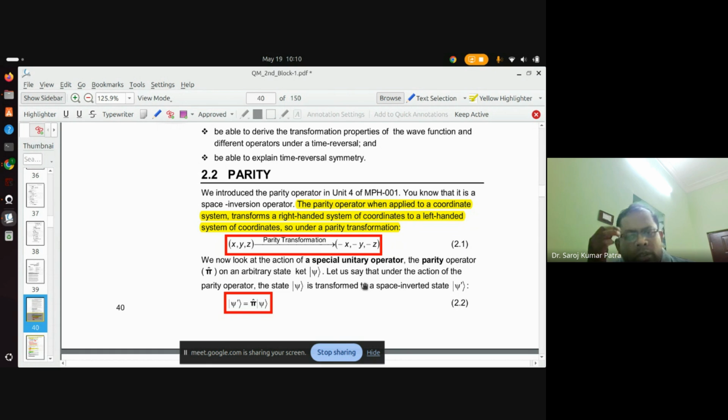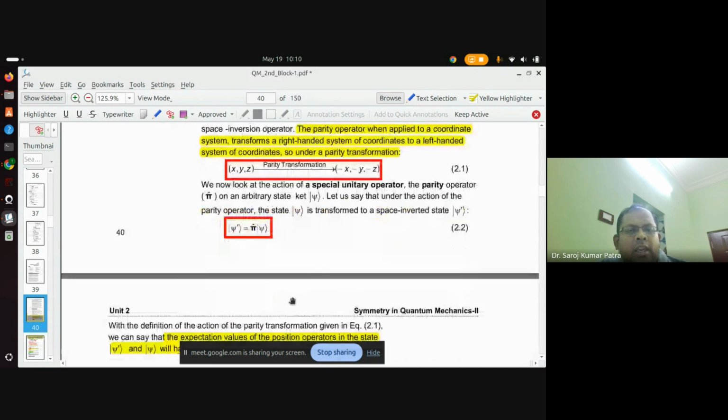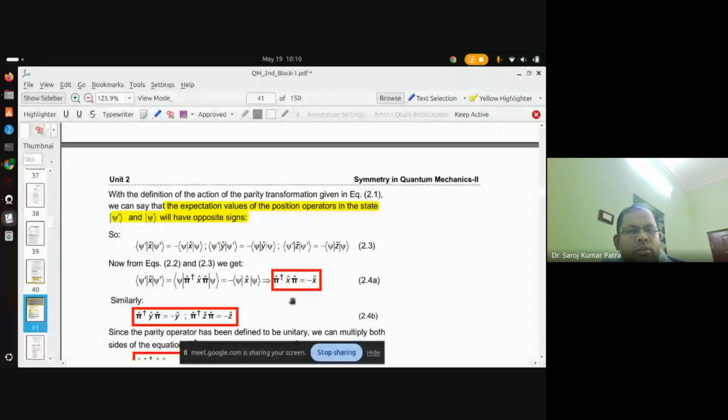It is the operator which takes the system from x, y, z to minus x, minus y, minus z. Okay? So, look at the action of a special unitary operator, the parity operator, which is denoted as pi cap. Pi cap is the parity operator. So, pi cap operating on psi will take it to psi prime. So, psi prime is equal to pi cap psi. If that is the case, the expectation value of the position operator in the states psi and psi prime will have opposite sign.